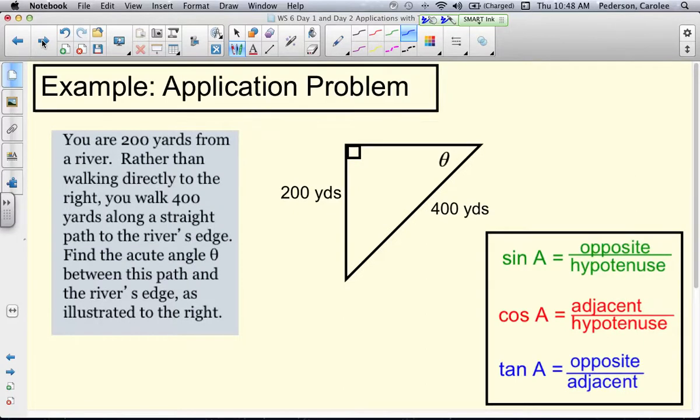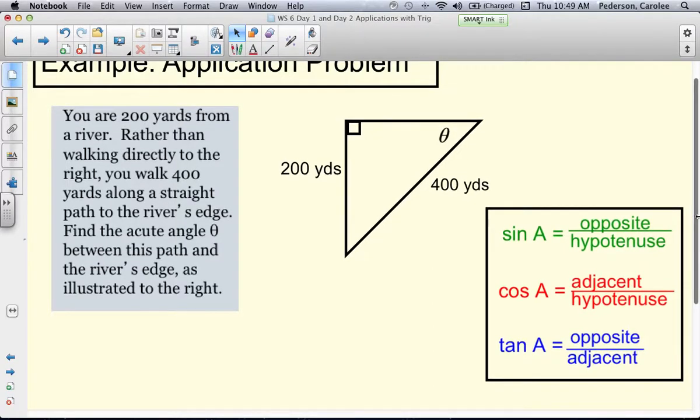All right, let's go on to the second example. You don't need to write the words down, just go ahead and draw the picture. So the picture is saying you are 200 yards from a river. Rather than walking directly to the right, you walk 400 yards along a straight path to the river's edge. Find the acute angle theta between its path and the river's edge, illustrated by this picture on the right. So the triangle has now been given, and we are trying to find the angle theta. So we're going to use inverse trigonometry. And you don't need to write the formulas down in this box.